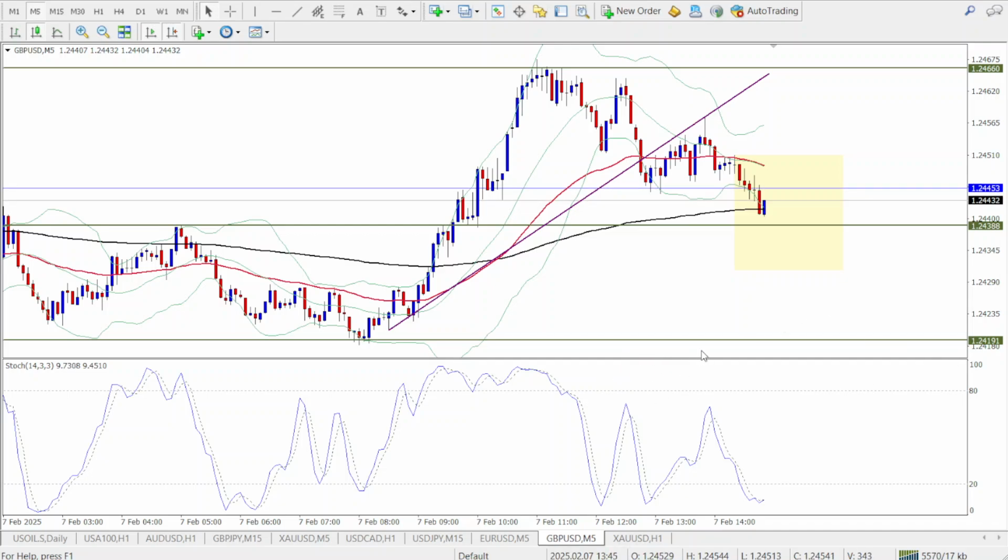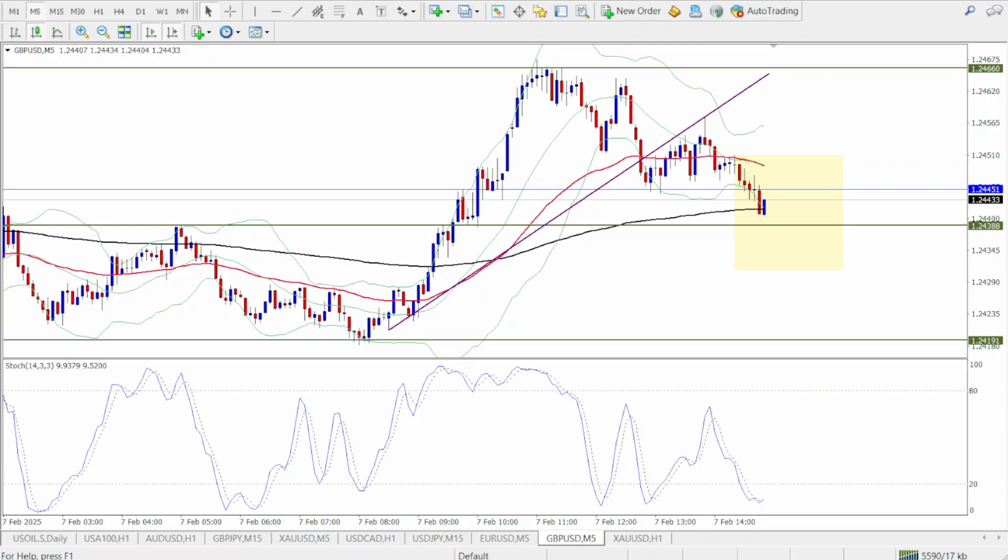Okay, and then finally you enter your trade. Once confirmation appears, you enter your trade. You can buy when the price rejects the support and stochastic is oversold, or you can sell when the price rejects resistance and stochastic is overbought.